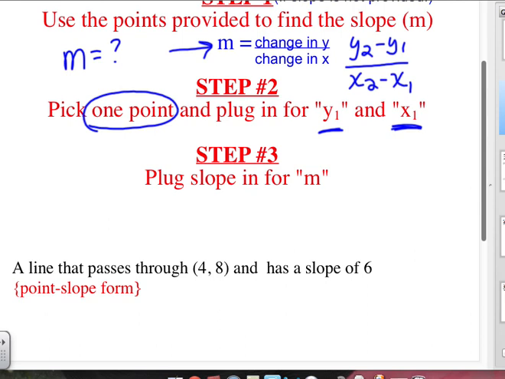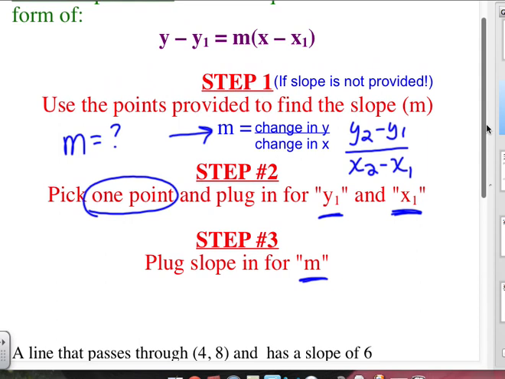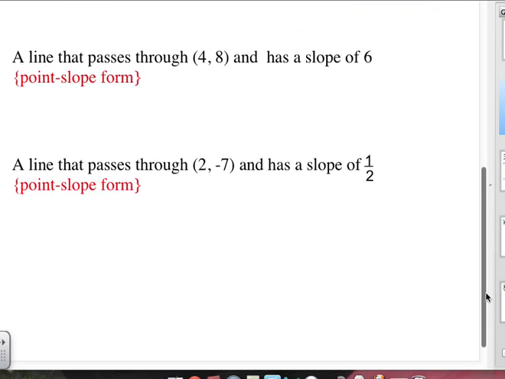Okay. Then step 3 is that slope that you calculated from step 1, or the slope that the question already provides, you're going to plug that in for the m position in that formula. So once again, you are plugging into this position, and that position. That's where you're going to be putting these numbers. Okay. So the easy problems are like this. Oh, we like these problems. I say that these are easy problems because it says a line that passes through this point and has a slope of 6.